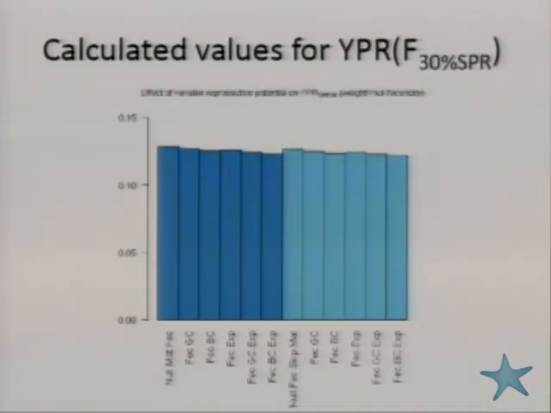Finally, taking those values of F and taking it the next step to look at how that impacts yield per recruit, you can see that there's very little variability between the bars within the dark blue and also within the light blue. So we've dampened even more the effect of that original variability between each of the vectors.